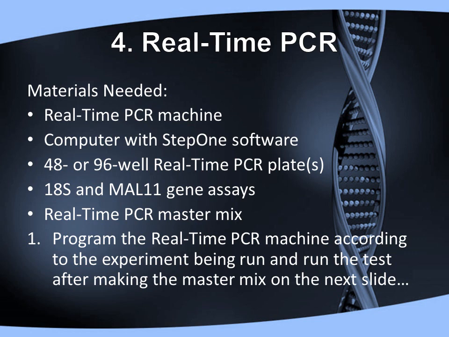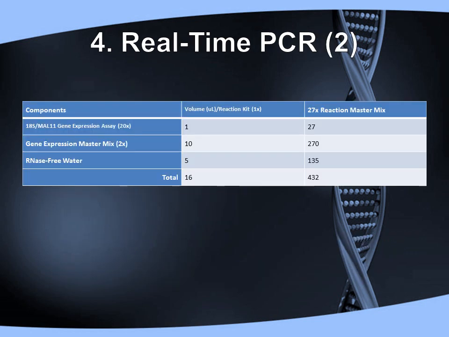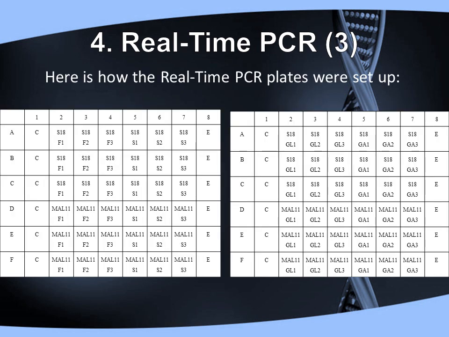Our final major step in this experiment was real-time PCR. Here are the materials needed for this step. Programming the real-time PCR machine takes a lot of time and patience. Here is the real-time PCR master mix that we used. Because our real-time PCR machine is only capable of running 48 well plates, we had to do 2 different 48 well plates to get sufficient results. Here are the layouts for those plates.